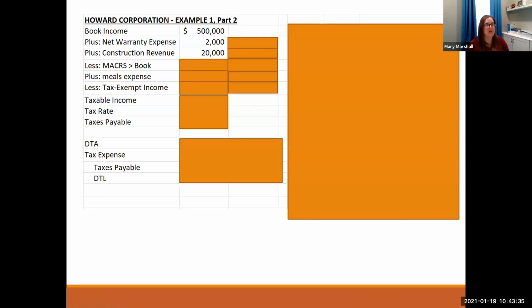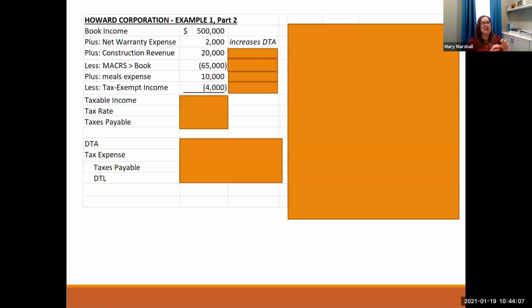Add the construction revenue. Now this is the opposite effect of last time's because now the 2 methods have started to reverse. Tax is still more than book. We still have to add back that half of meals expense. And we had tax exempt income that we have to subtract. So the net warranty expense is going to increase the DTA.